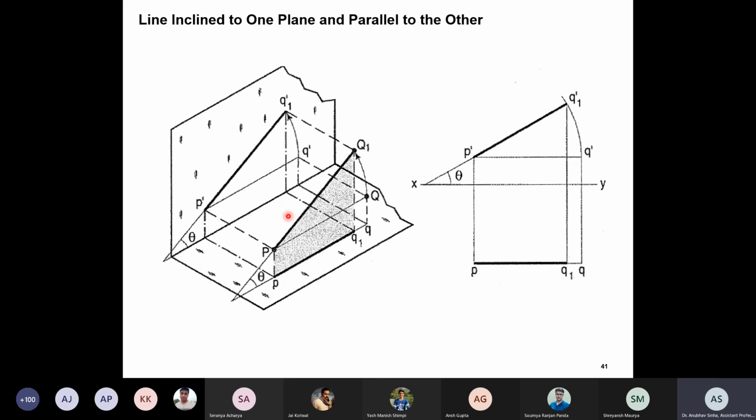Now let us take this example. The line is inclined to one plane and parallel to the other. So this is that line. You will draw the projection of that line, P dash Q dash, and it is parallel to here. So we'll just bring it to P Q1. Okay, these are the simple steps.